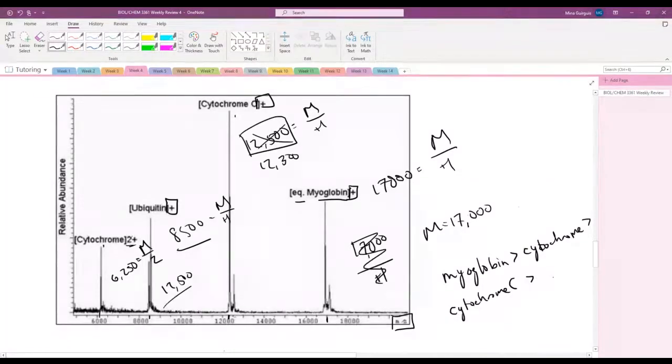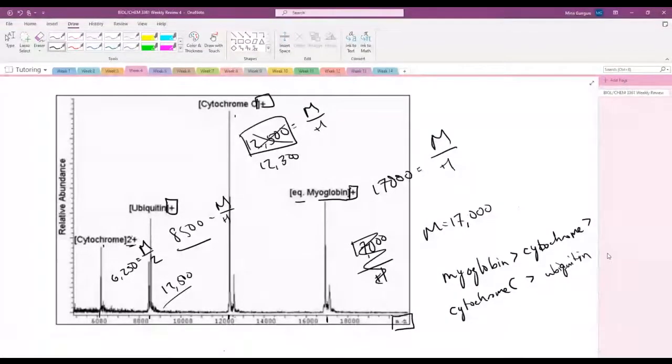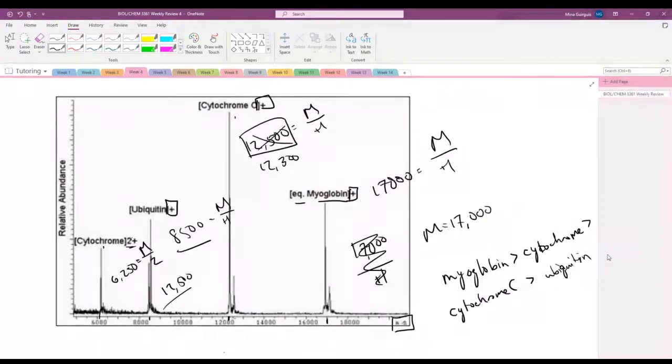Cytochrome. And then finally is ubiquitin. So you're not asked a lot of questions about MALDI, to be honest. It doesn't open itself up for some beautiful math the way ESI does. But that said, I do think that it's important to know, and that's why I did go over this. Hopefully you'll be able to get a more accurate number if you're given a MALDI than just having to estimate.